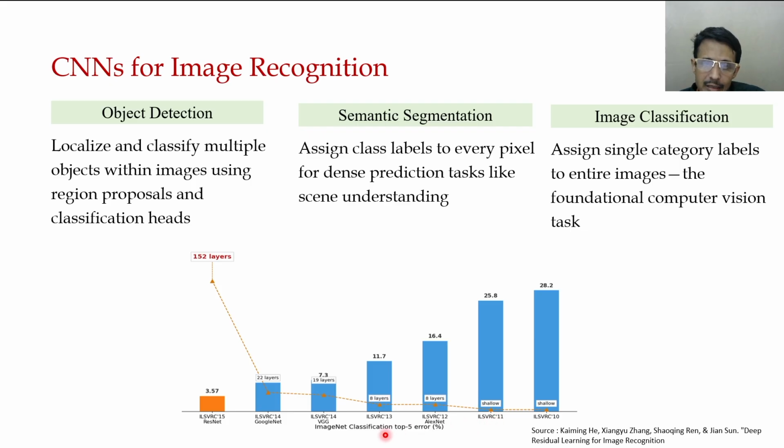Here you can see the chronology of the ImageNet classification challenge over the years. There is GoogleNet with 22 layers, then ResNet with 152 layers, and you can see the error is very low. The top 5 error percentage drops drastically, from 28 down to 3.57 in 2015. So we can say CNN has become a very important deep learning tool for vision tasks.